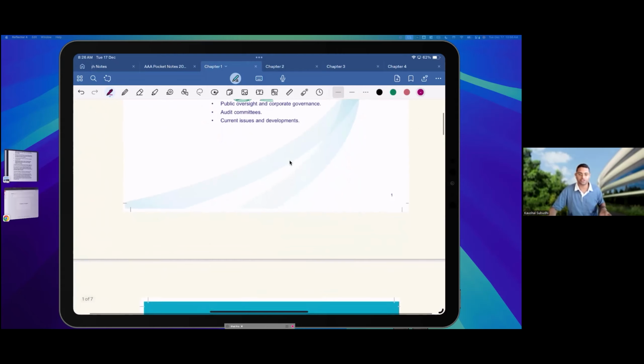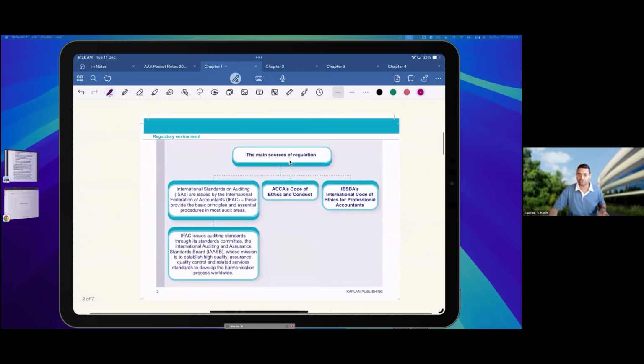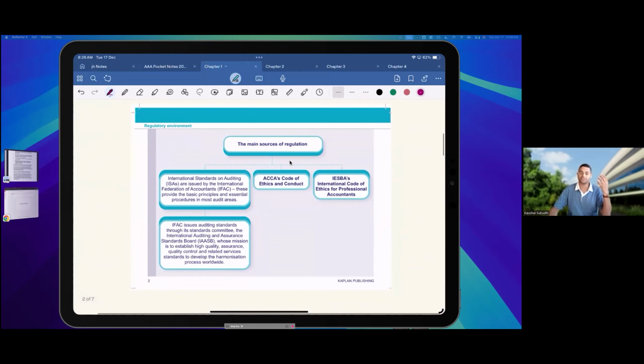So now moving on to the first topic for the day, or you can say the first topic in the first chapter, which, like I mentioned, was the main sources of regulation, right? So regulation, what do we need? What do you mean by regulation? If you know the literal meaning of regulation, what do you mean by regulation? And before understanding regulation, we need to understand what an audit is first of all. What do you mean by audit?